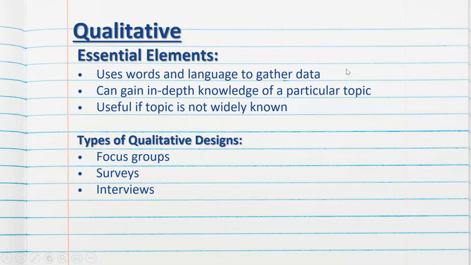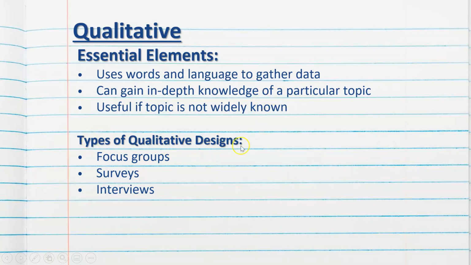So we have discussion groups or focus groups, surveys and interviews. So we get a lot of quality rich verbal data using this design. Because of that, we can gain in-depth knowledge of a particular topic, and it's also very useful if the topic is not widely known. So let's talk about what we do know first, get a lot of beautiful qualitative data gathered together, and then from there we can, down the track, set up more observational or more experimental designs.